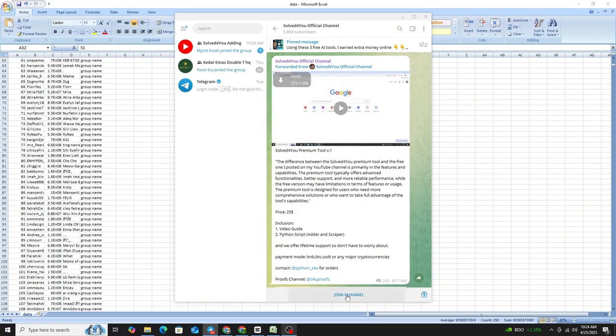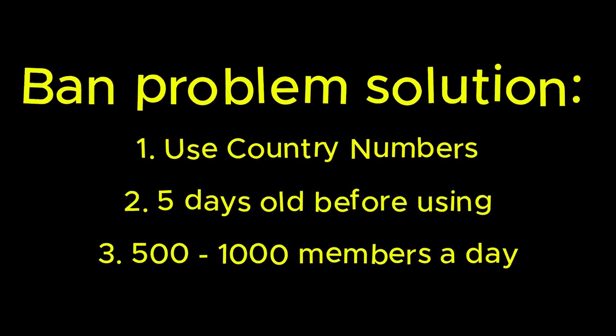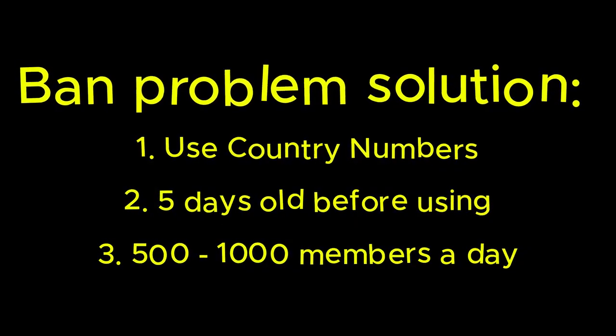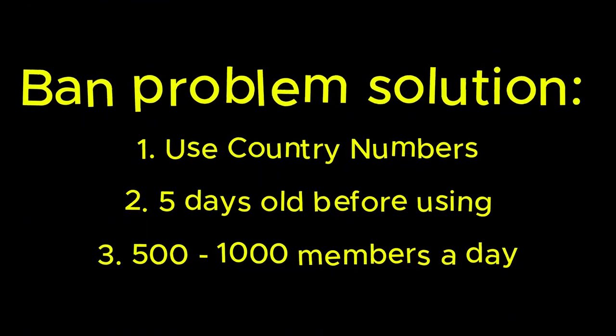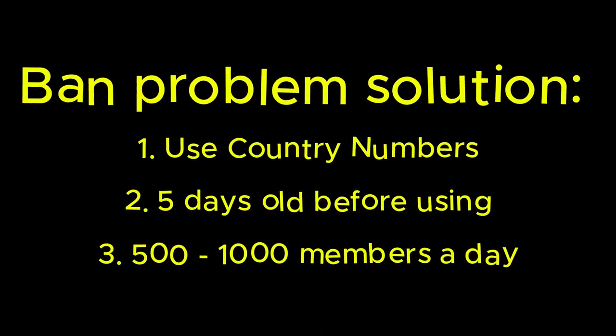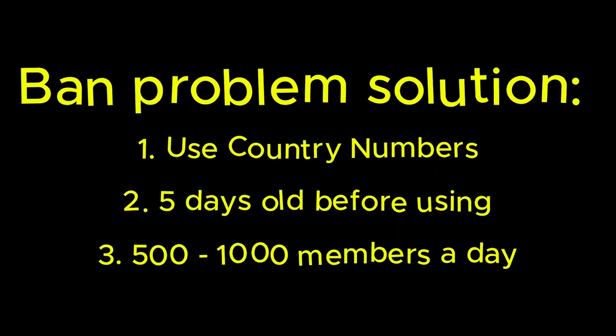As for the ban issue, the best solution is to use phone numbers from your own country when creating Telegram accounts. Make sure to wait at least 5 days after creating the accounts before using them for adding. Don't exceed the limit. I recommend adding 500 to 1000 members per day and running the tool every 24 hours.